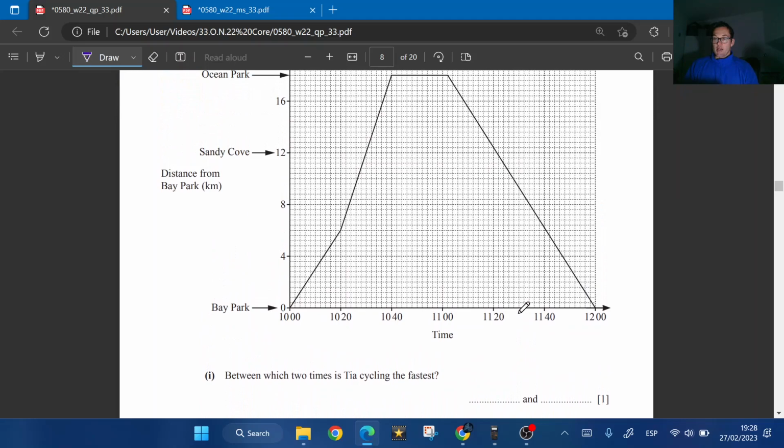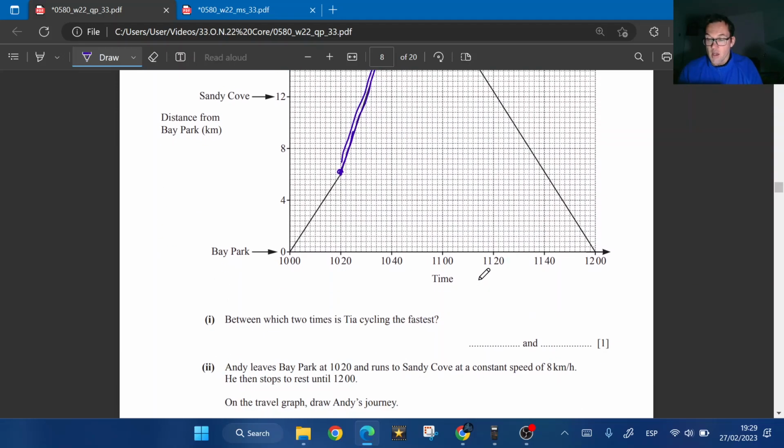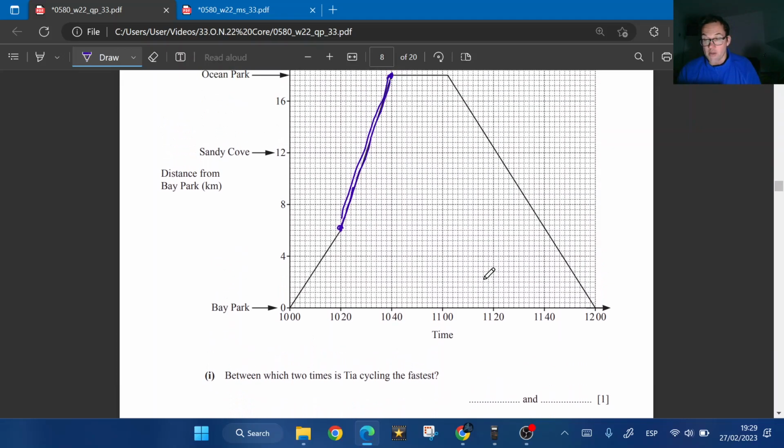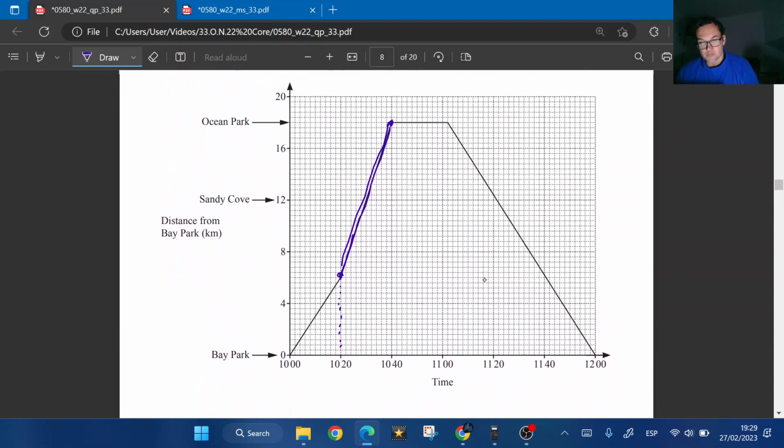So when is she cycling the fastest? That's when the gradient is the steepest. Now we can work this out, but I'm pretty clear that the line goes the steepest from here to there. That is when it's the steepest. That will be when she cycles the fastest. It says between which two times. So we go down from there. 10:20 and 10:40.